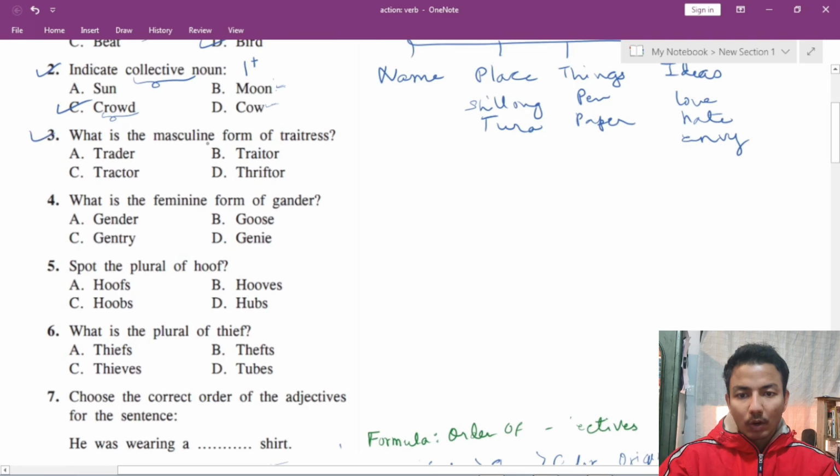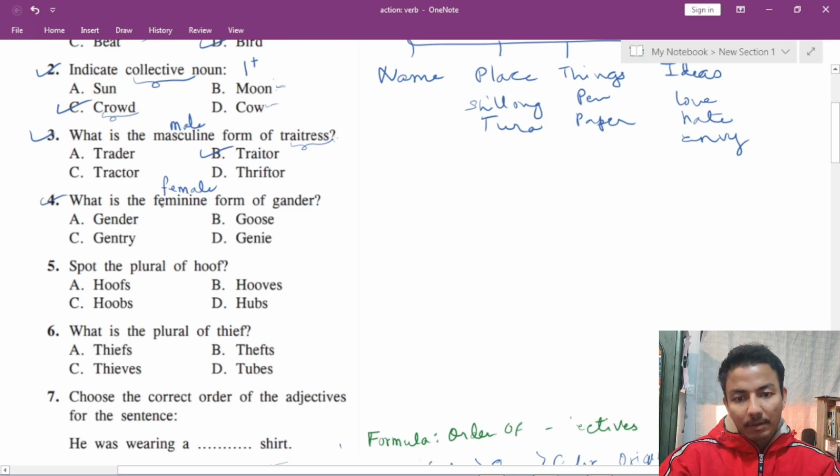Question number 3. What is the masculine form of traitors? Masculine is nothing but male, and feminine is nothing but female. So question number 3 is asking what is the male form of traitors. Traitors is nothing but a female who has betrayed someone or something. So the male version of traitors is traitor. Traitor is the male version of traitors, and by traitors I mean a female who has betrayed. Okay, let us move on.